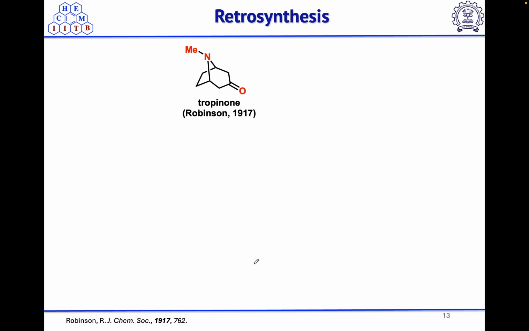This tropinone was first synthesized in 1917 by Robinson. This is the paper, Journal of the Chemical Society. In this paper he published the synthesis of this molecule. If you redraw this molecule like this, then you can easily visualize the retrosynthetic disconnection approach. Now can you draw the retrosynthetic C-C bond or C-N bond or any other disconnection? Just draw in your notebook, then I'll show you.